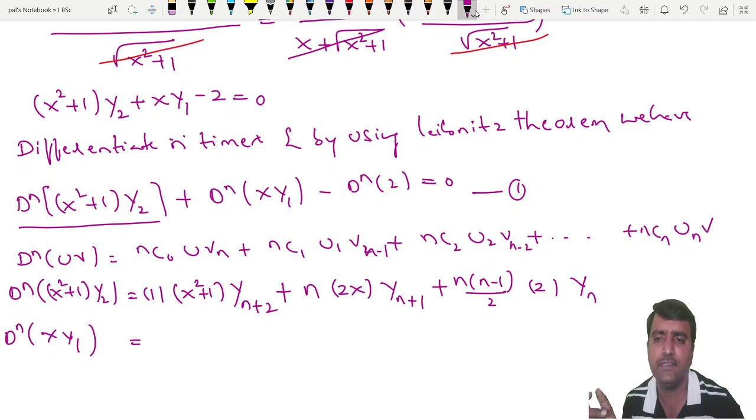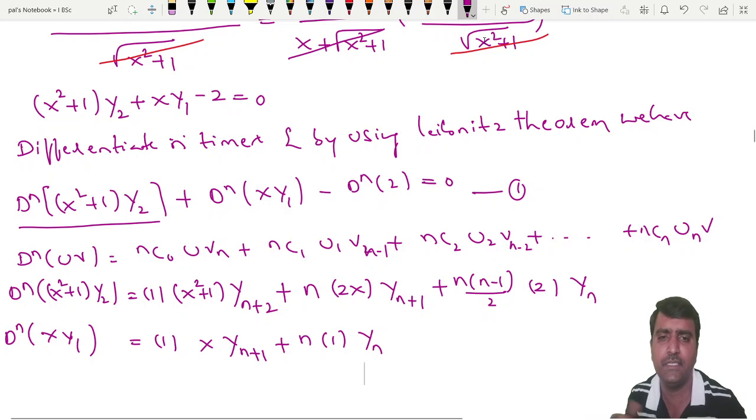xy1 is equal to, you follow the same procedure, nC0 is 1, into x into yn plus 1, nth derivative of y1 is yn plus 1, plus nC1. nC1 means it is n, differentiation of x is 1, and you reduce one number from yn plus 1, it is yn, like that. So you obtain the nth differentiation for xy1 and x square plus 1 into y2, you substitute that values in equation 1.